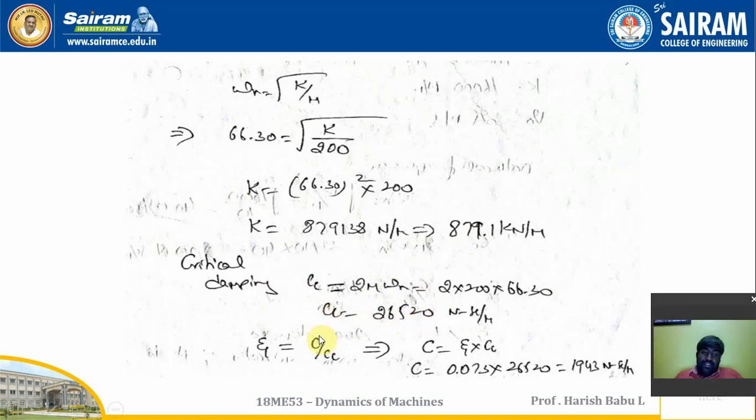So once I have the zeta and Cc values, I can find the coefficient of damping. C is equal to zeta into Cc. C will be equal to 1943 Newton second per meter. That will be the damping coefficient. Further problems, we're going to see in the next video.